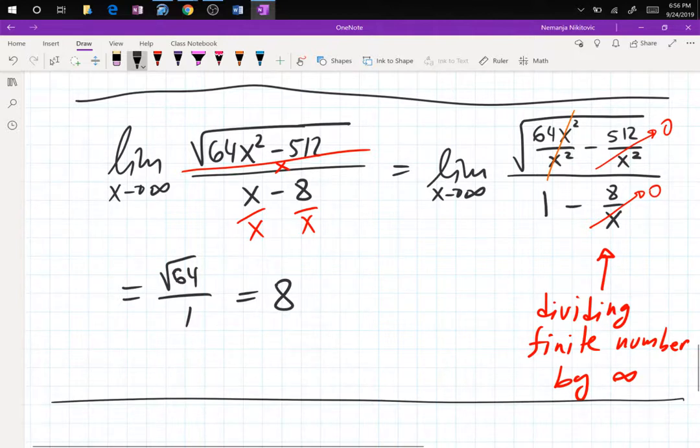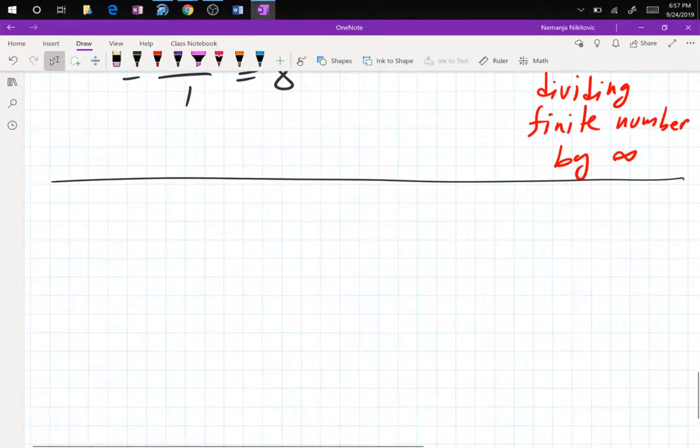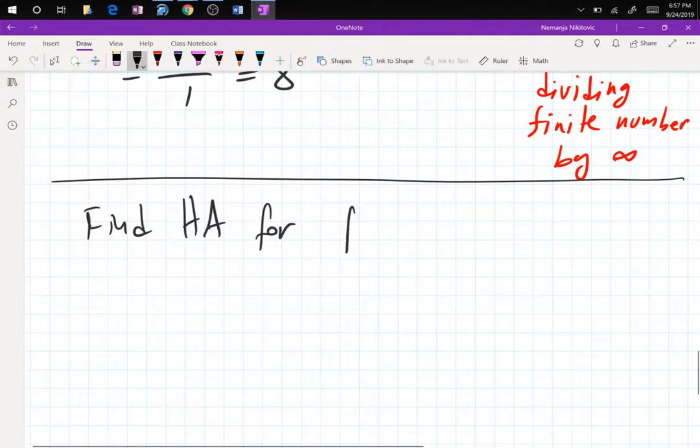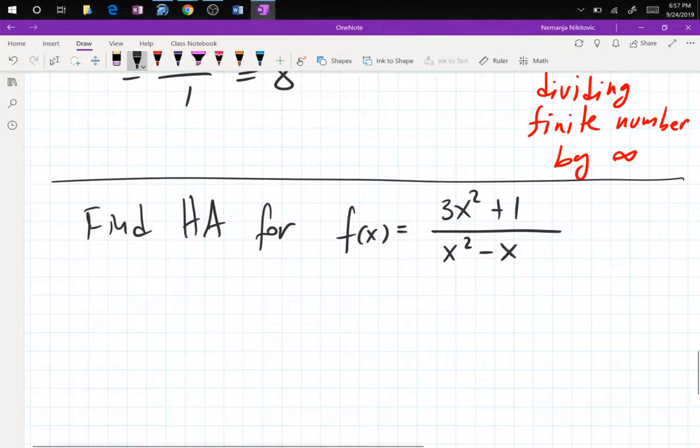Cool. Anything else? Yes. Find the horizontal asymptote of 3x squared plus 1 over x squared minus x plus 2. So that's the same problem. Okay, good. So find the horizontal asymptote for f of x equals, in the numerator, 3x squared plus 1, and in the denominator, x squared minus x plus 2. Okay, great.